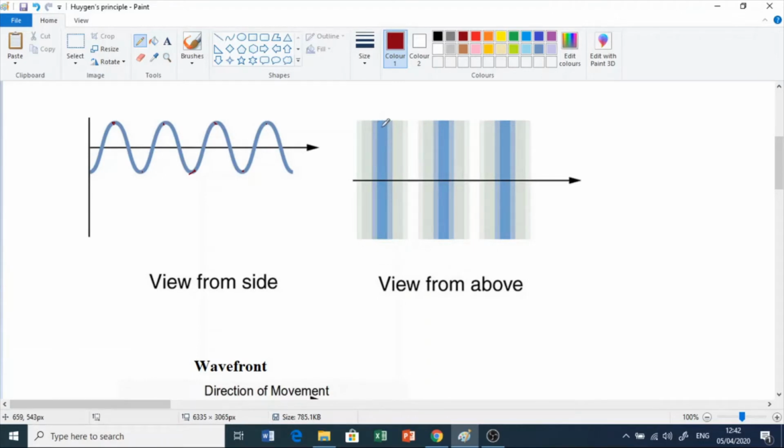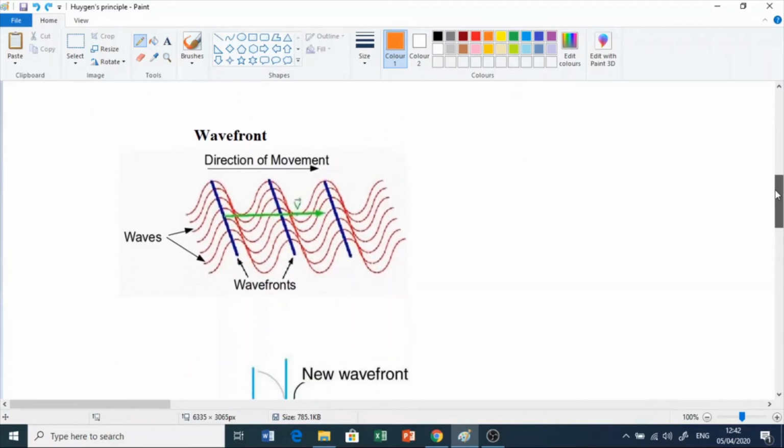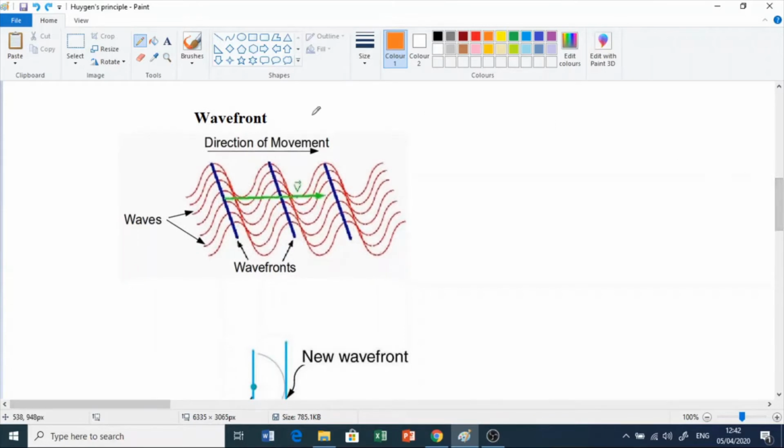As you see, these are crests. Okay, likewise these are also crests and these are also crests, but these are troughs. Now let's look at another view of the waves, and with this view I am going to define wavefront.